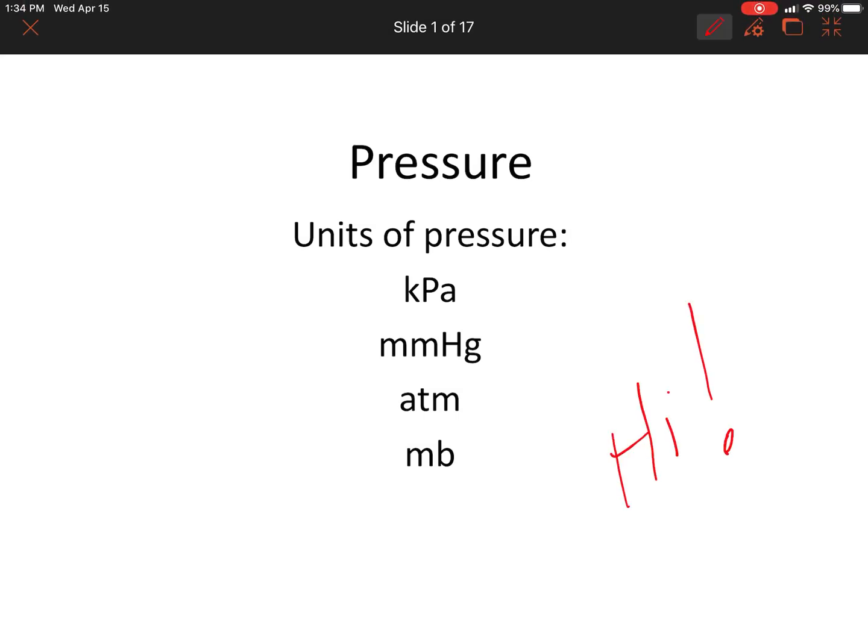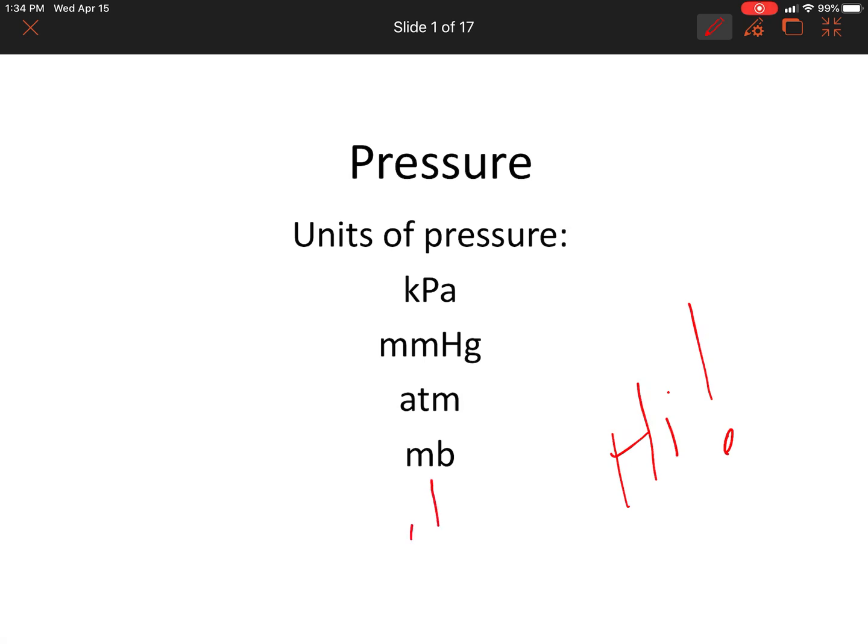Okay, hello, hi. So today we're going to be learning about pressure, the different units of pressure. We're going to look at kPa, which stands for kilopascals, mmHg, which is millimeters of mercury, ATM is atmospheres, and MB, not Manitoba, it is millibars.